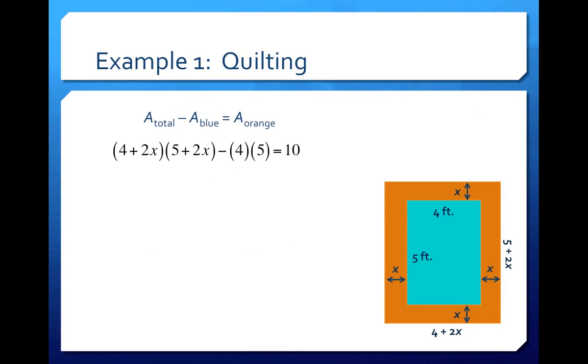Okay, so my first step will look something like this. I have the area of the total. Well, that's going to be length times width of this whole thing. And so that's the 4 plus 2x here times the 5 plus 2x here. That represents the area of the total thing. Then I want to subtract from that the area of the blue. So that's just this part, which was 4 by 5. And so the area of the blue is right there, 4 times 5. And then we know from the information that the border itself, which is the orange part, can only be the 10 square feet of fabric that's left.